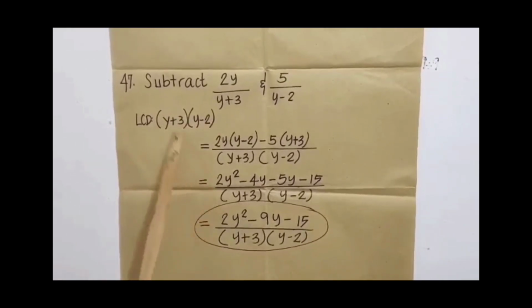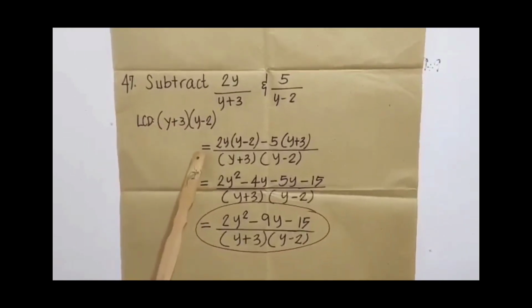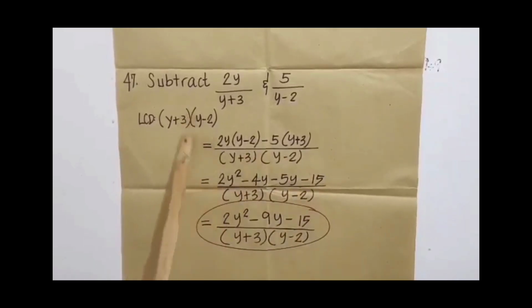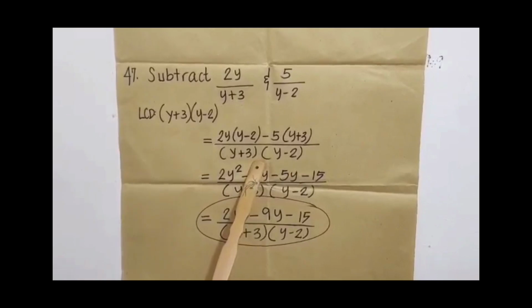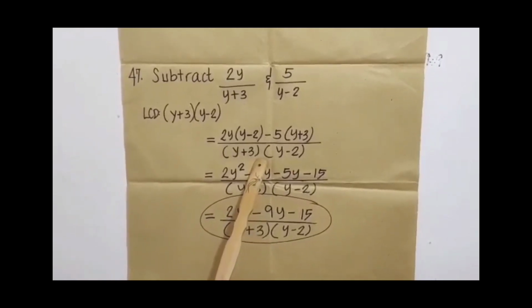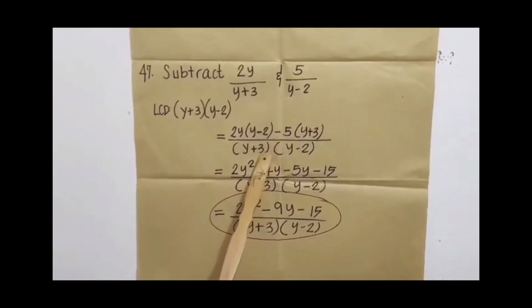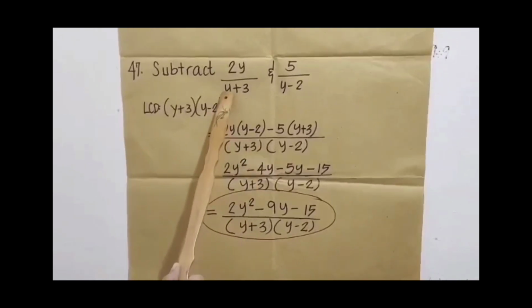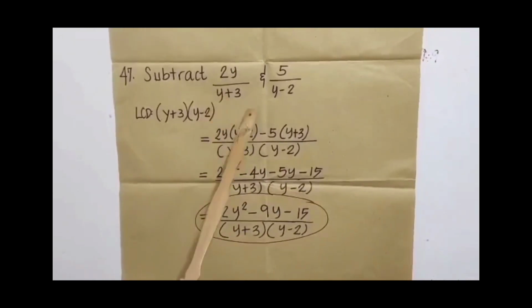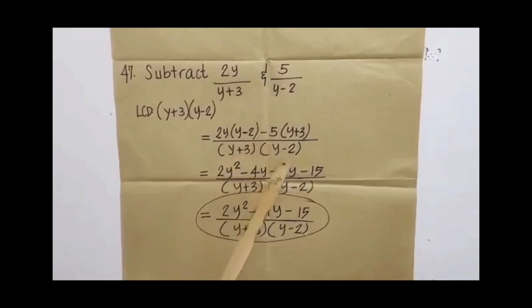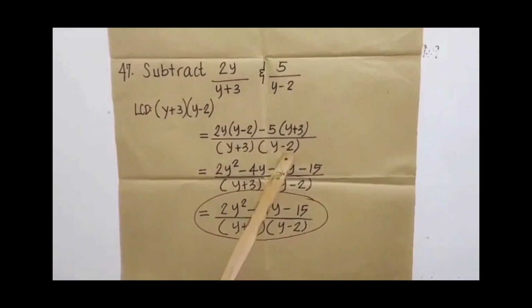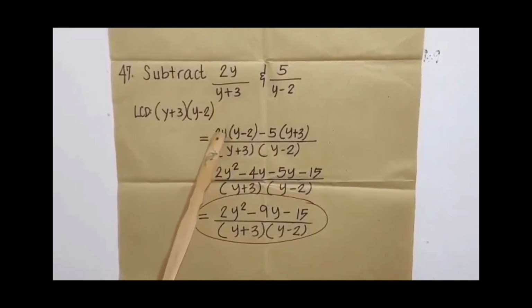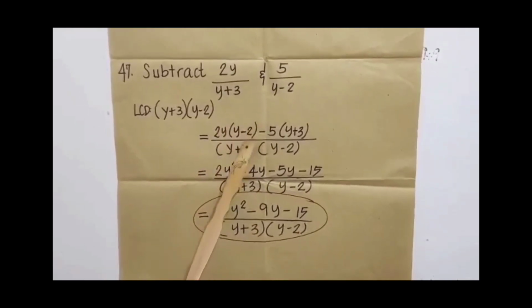Upon knowing the LCD, we draw a line, then write the LCD below the line as our denominator. Then we divide the LCD by the denominator of the first rational expression, cancel, and the remaining is y minus 2. Then y minus 2 is multiplied to the numerator. That's why the result is 2y times y minus 2.